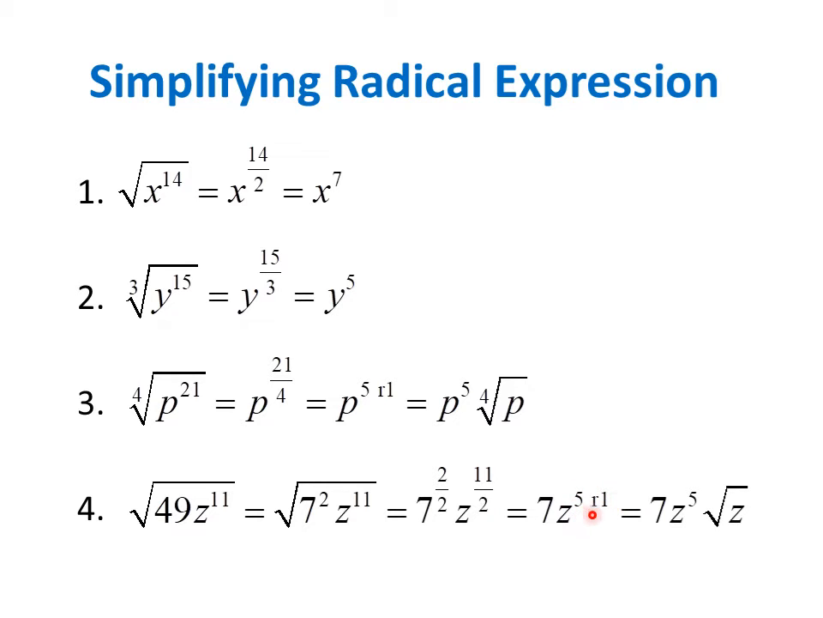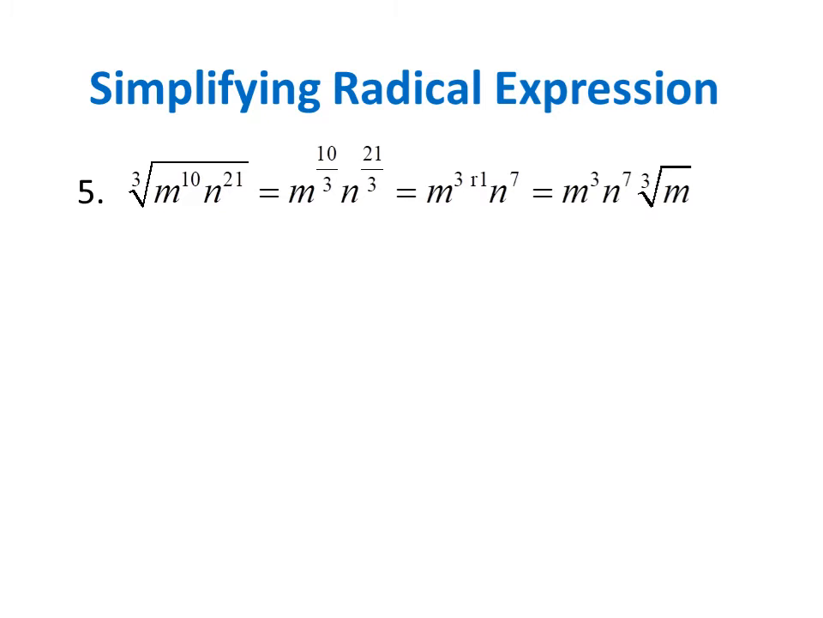So how do we write the final answer? We have 7, copy 7. Then outside the radical symbol, we have z to the 5. Since we have a remainder of 1, we have to multiply this expression by the square root, since we have, again, the square root in the first place, the square root of z to the 1, or the square root of z.